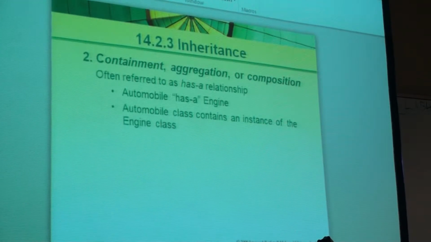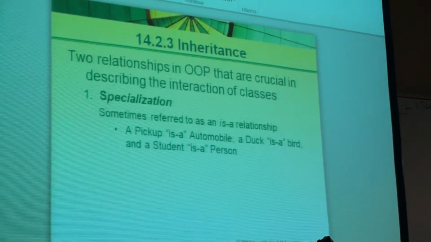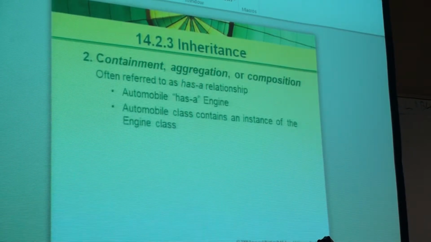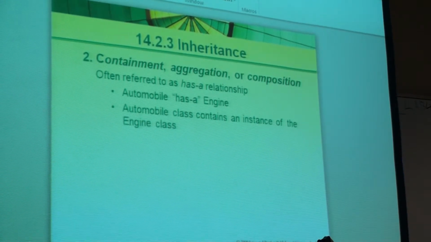Containment. And if you can say automobile has an engine, as opposed to automobile has a pickup, or pickup has an automobile, that doesn't make sense, does it? But when we say automobile has an engine, now all of a sudden it makes some sense. So those are two tests, litmus tests, if you will. Am I talking about containment, or am I talking about specialization? Is that clear?